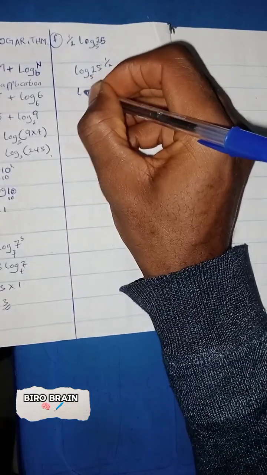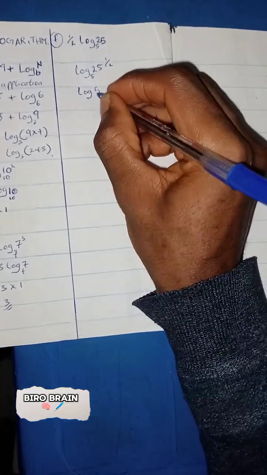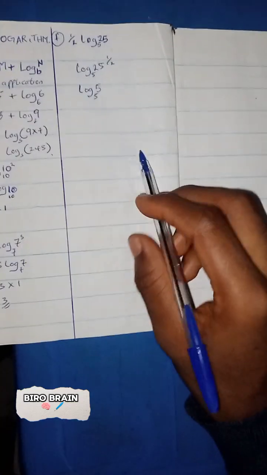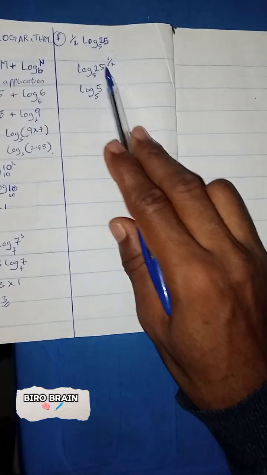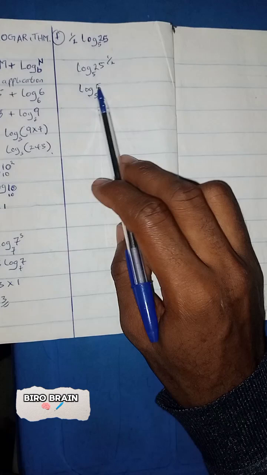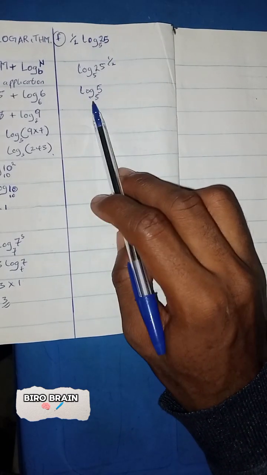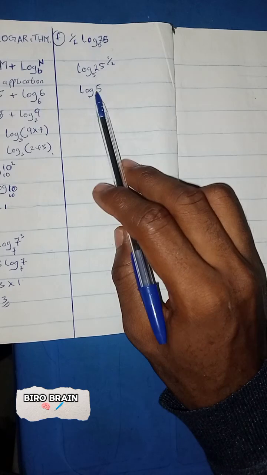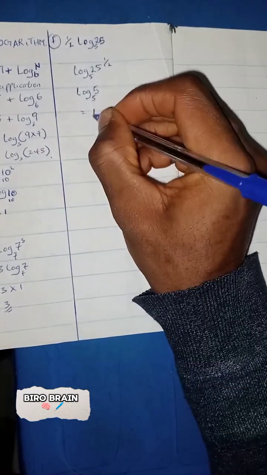So this is now log base 5 of 5. This means what we times 2 times to give us 25. I will know when we're having a log of the same number as the base, it is equal to 1. So our answer here is 1.